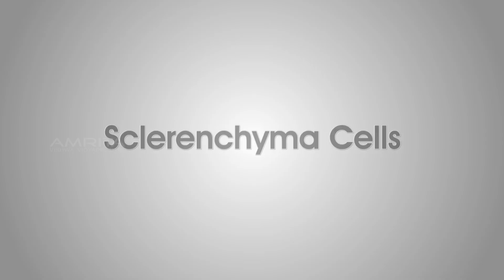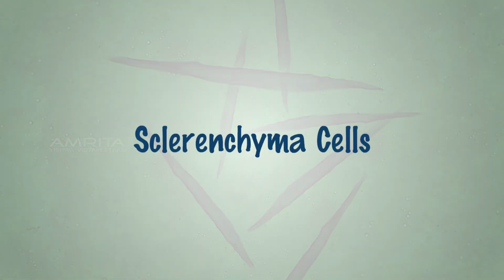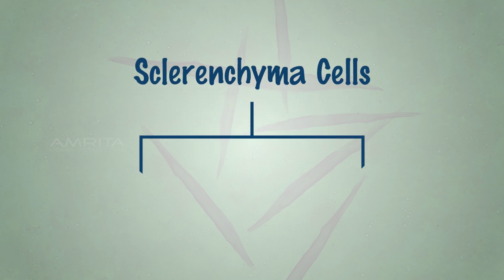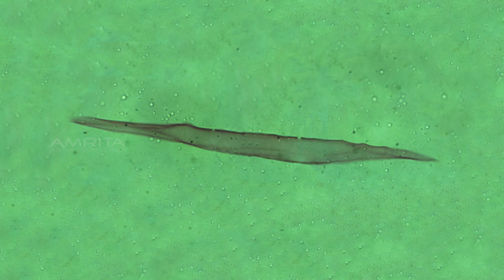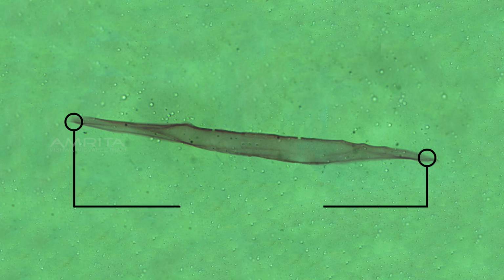Sclerenchyma cells. We can observe that the sclerenchyma tissue consists of thick-walled dead cells. Sclerenchyma cells can be divided into two types, fibers and sclereids. We can observe that the sclerenchyma fibers are elongated and narrow with pointed ends.